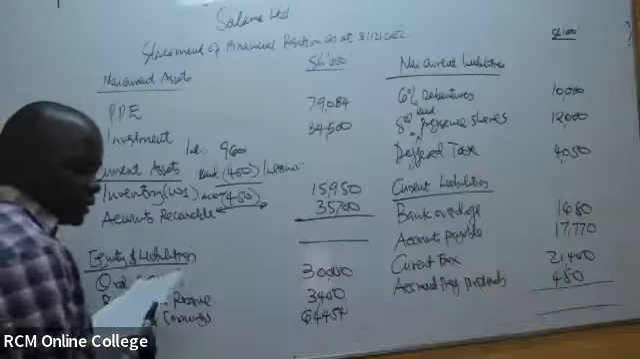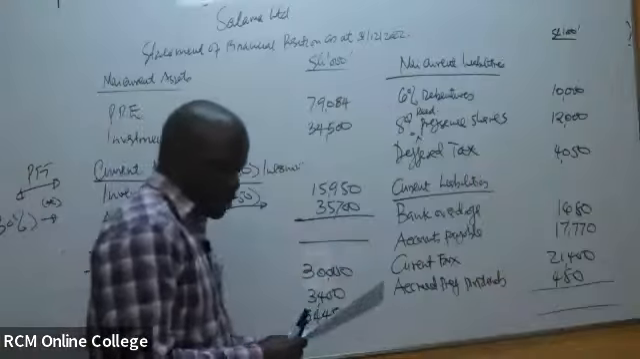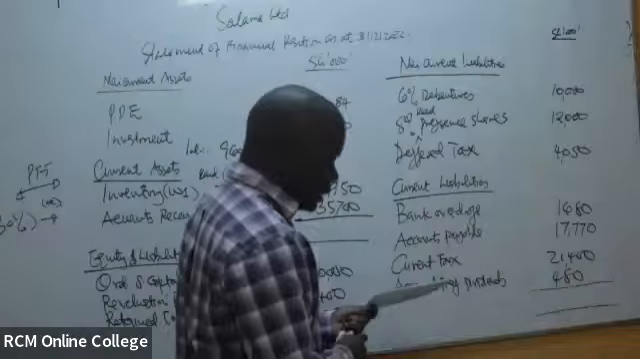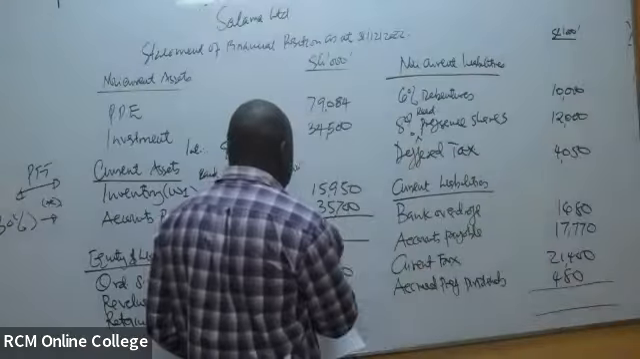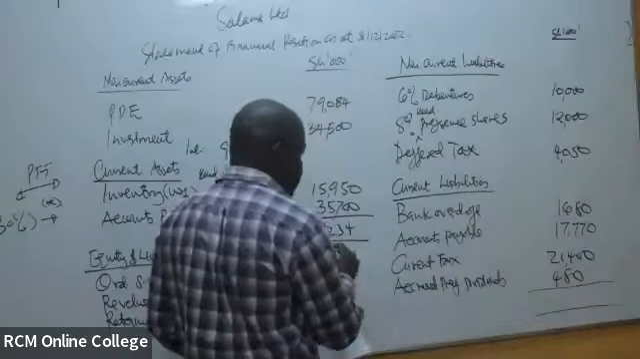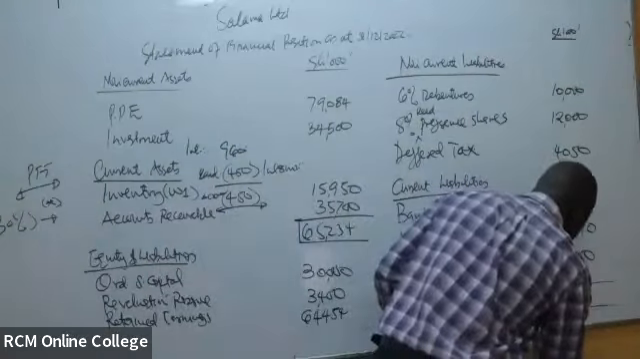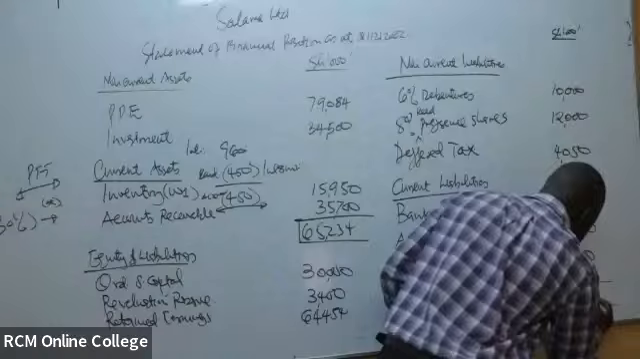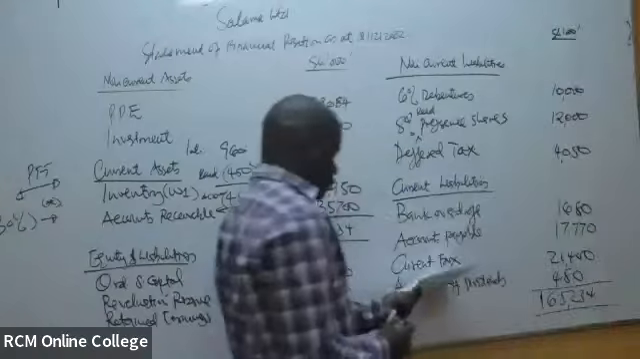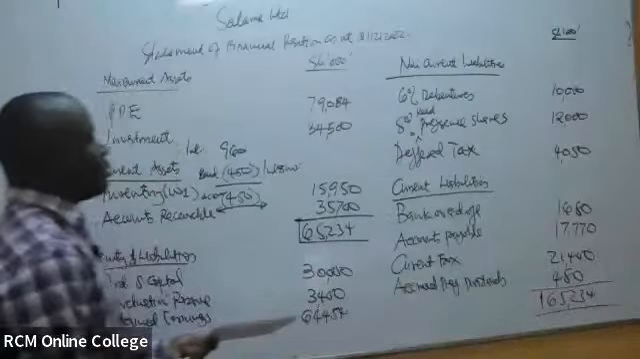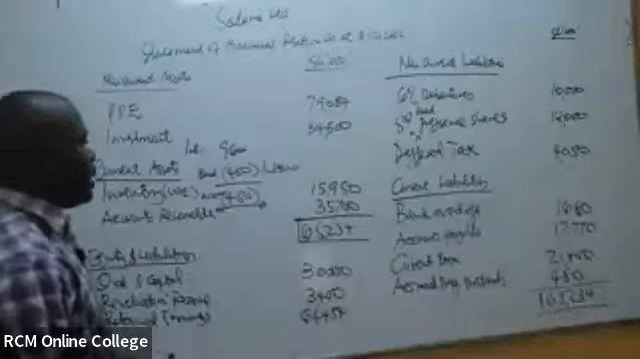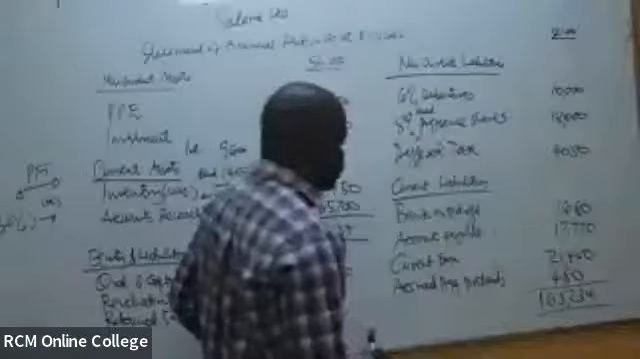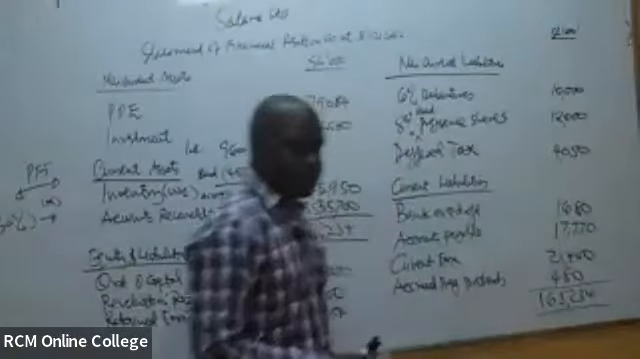I can see you're saying 165, 234. So it should be, hope you're getting the same figure. So 165, 234, so like that. So that's how you could have been able to come up with, in this case, the statement of financial position.